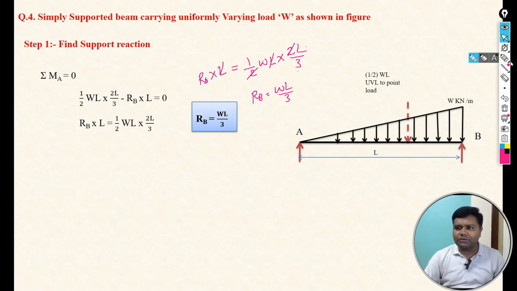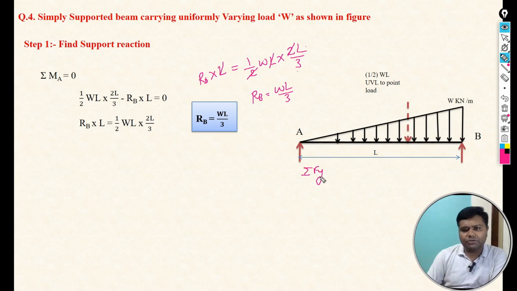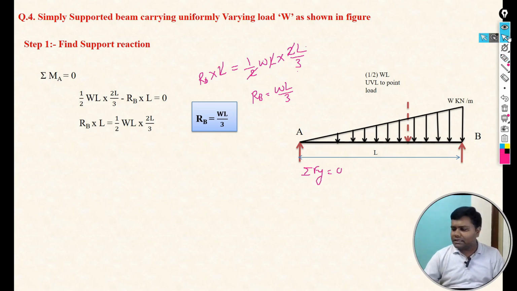Now once we have calculated this reaction, we have to apply the other equilibrium condition, that is summation Fy equals 0, meaning the sum of all vertical forces is equal to 0. And in this case, what do we have to do?